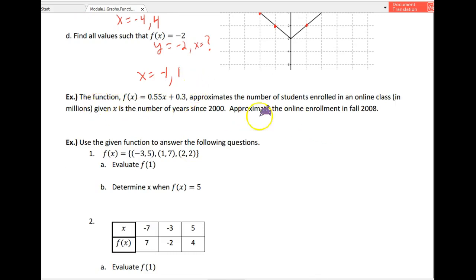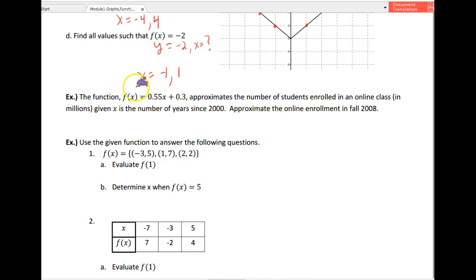Here I have a word problem. Now, I noticed that this was not on your homework, but this is something that could be on a test or a midterm, or the final. So this is something that you do need to know. The application problems of functions.